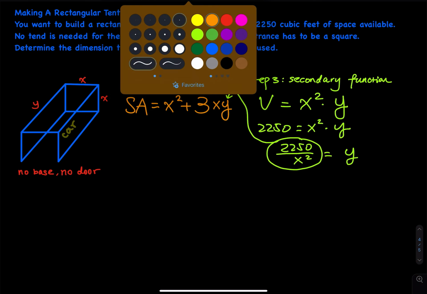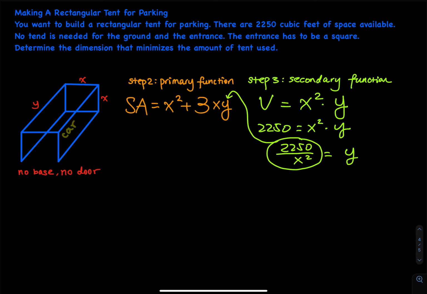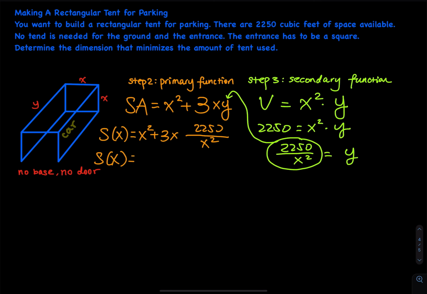All right, let's do that. So your primary is not surface area anymore. So now it's S of x, that is equal to x squared plus 3x times y, which is 2250 divided by x squared, right? So that is S of x, not S of A. S of x equals x squared, and then you add 2250 times 3, so that is 6750, and then x divided by x squared, that is 1 over x, or x raised to the negative 1 power.